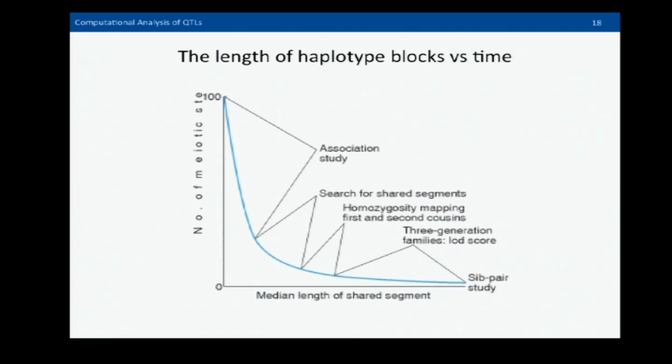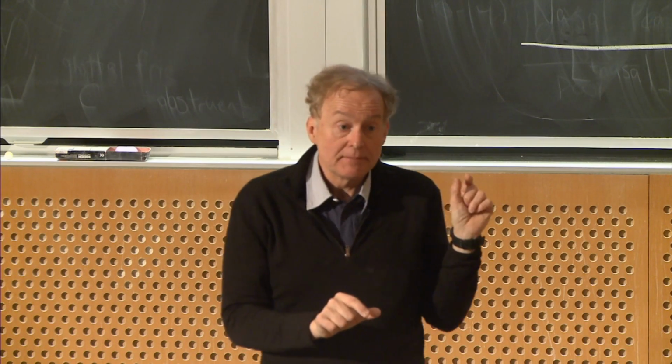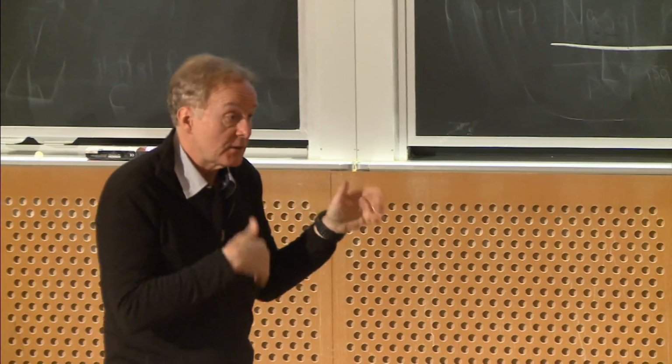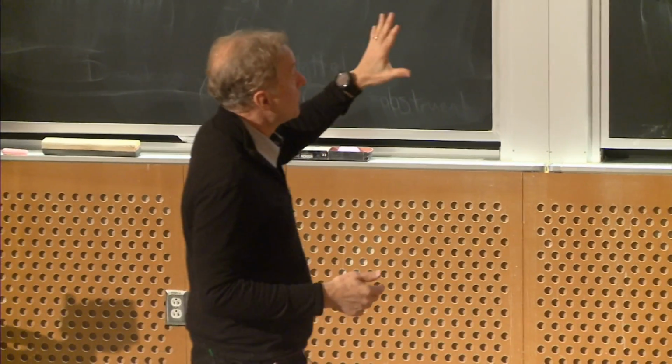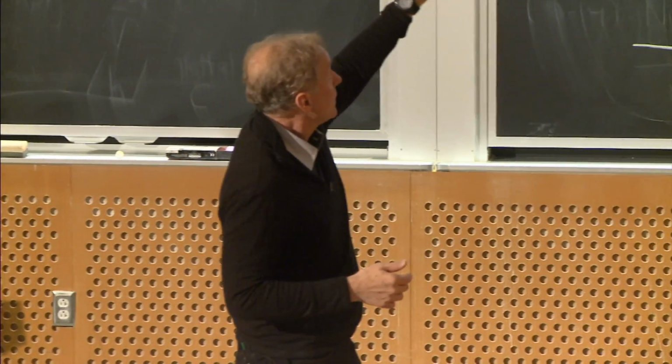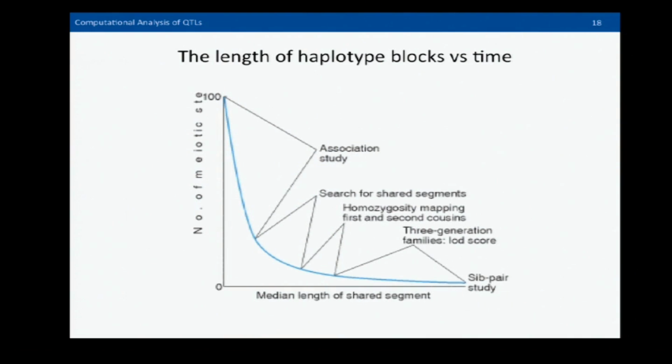So the x-axis on this plot is the median length of a shared segment. And an association study, which is taking random people out of the population, has very small shared blocks indeed. Okay? And so the techniques that we're talking about today are applicable almost in any range, but they're particularly useful where you can't depend upon the fact that you're sharing a lot of information along the genome proximal to where the marker is that's associated with a particular disease.